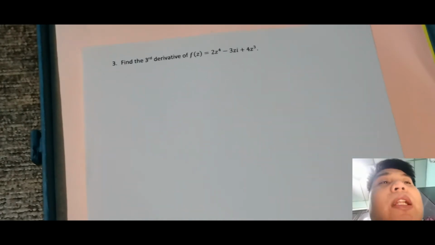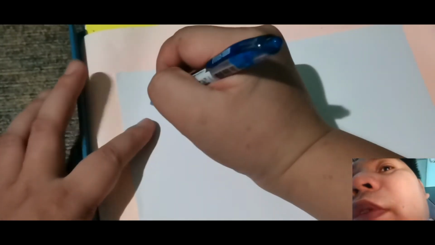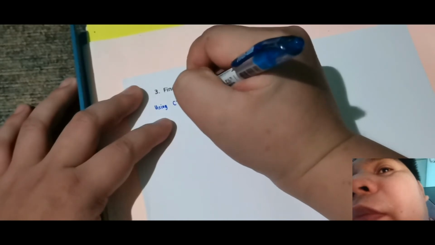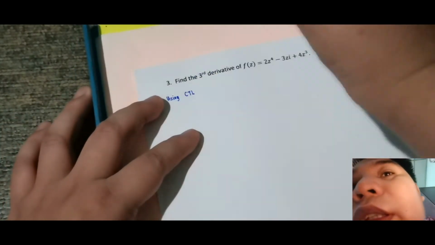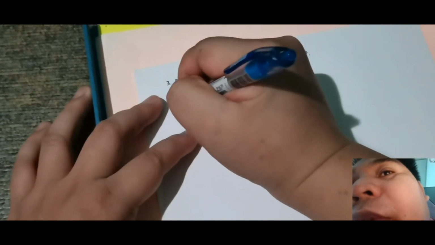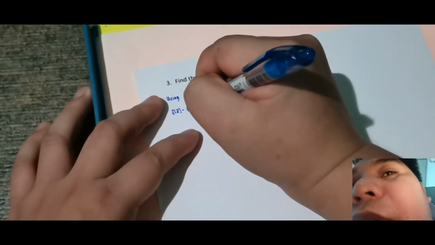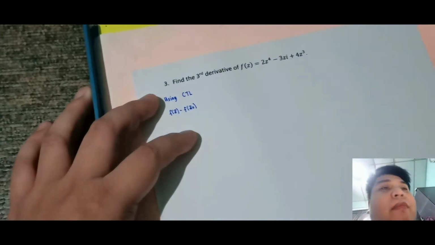Okay, so first CTL natin. So walang proof na magaganap. So using CTL, or using Cara, Theodory, Lemma. Okay, so una, let's evaluate f of z minus f of z naught.